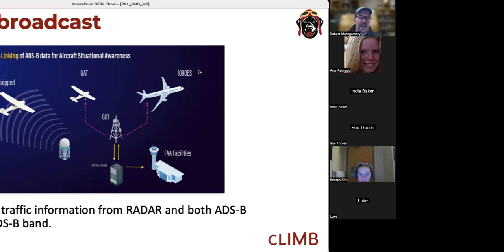And so the result is if you're in an area that's covered by ADS-R, you can see all the other aircraft that are out there, and we can see it on our tablets. We may be able to see it on our avionics. There's a whole bunch of different places where you can see this information. It's huge, right?